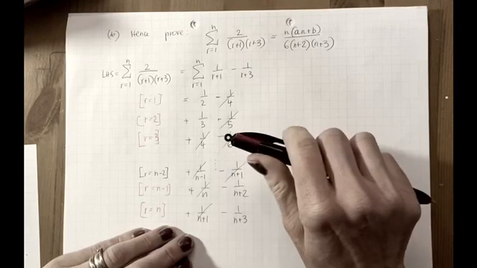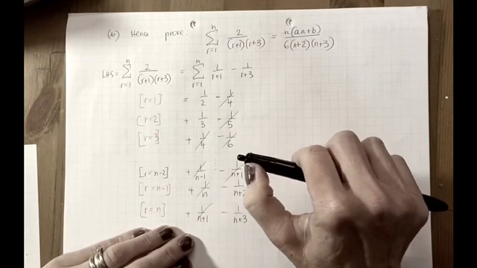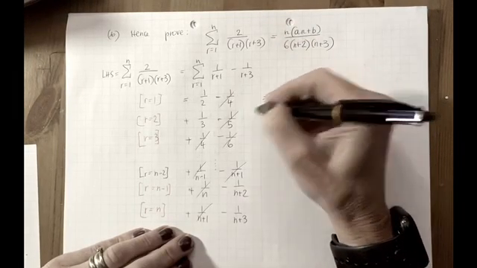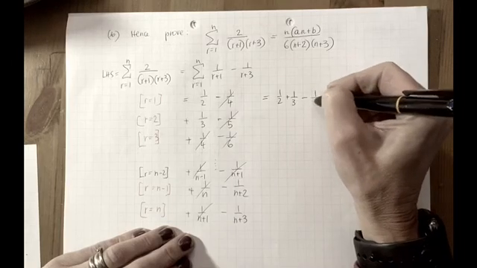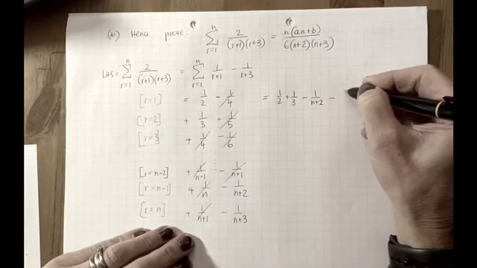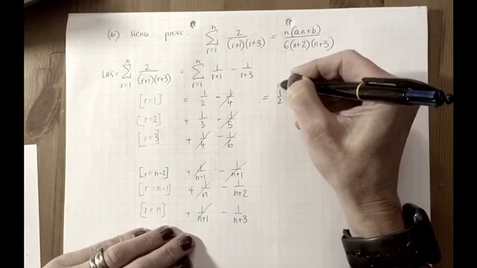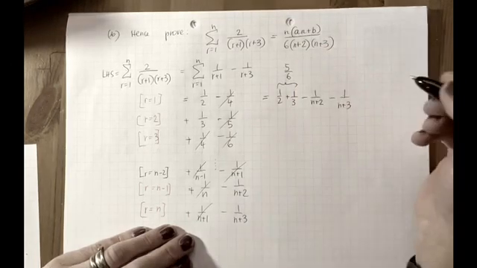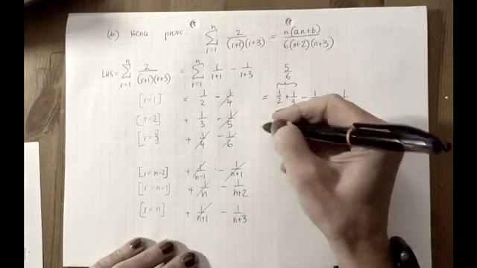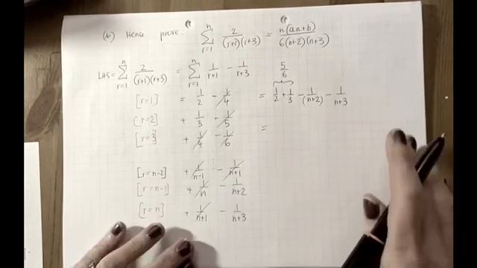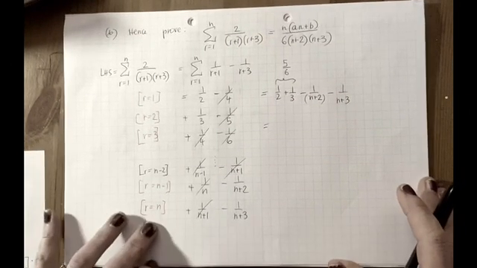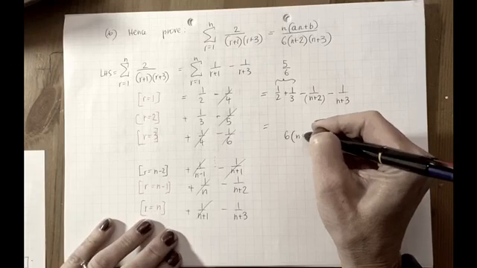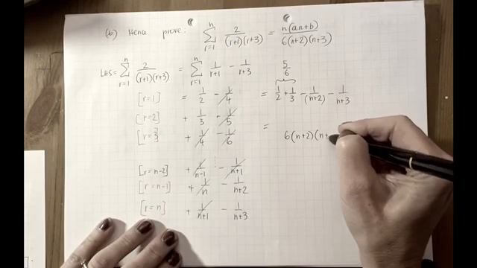So you're left with 1 over 2 plus, so half, let's write it here, plus a third, minus 1 over n plus 2, minus 1 over n plus 3. Right, add these two together, you can do them on the calculator, that will give me 6 on the bottom, 5, 3 plus 2. So we're going to bring them into common denominator, so multiply. The common denominator is simply all the denominators multiplied together. So you will have 6 times n plus 2 and n plus 3 again.